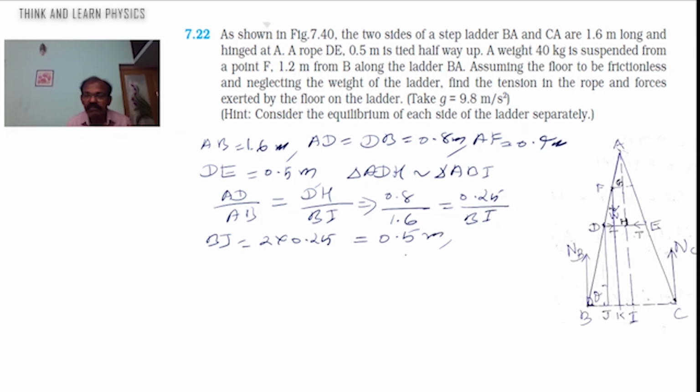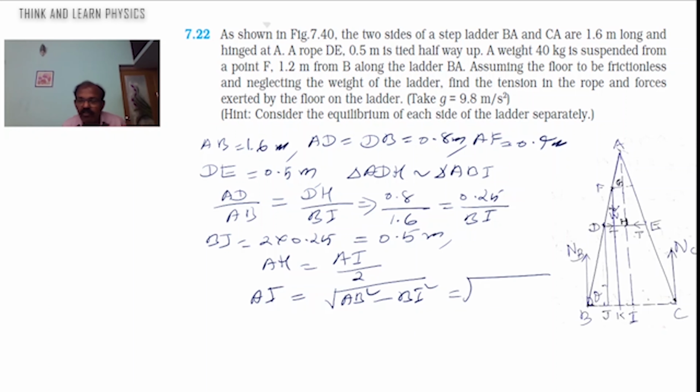Similarly, the same ratio is equal to AH divided by AI. Therefore, it is clear that AH equals AI divided by 2. But AI equals square root of AB square minus BI square, equals square root of 1.6 square minus 0.5 square. This is equal to 1.52, or it is approximately 1.5 meter.